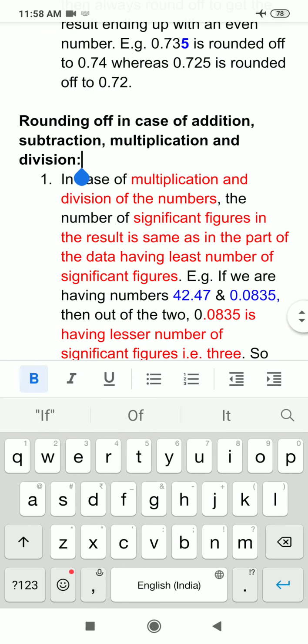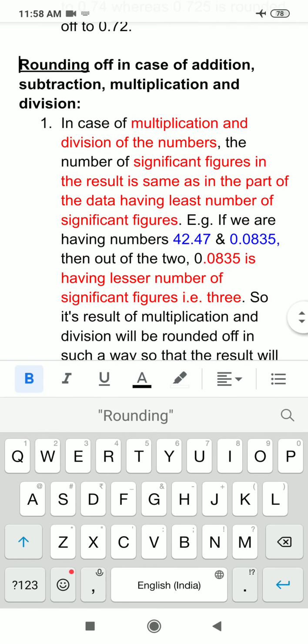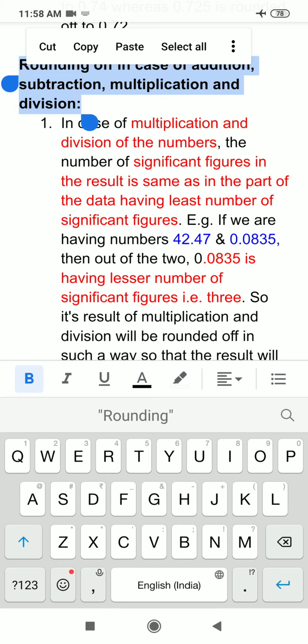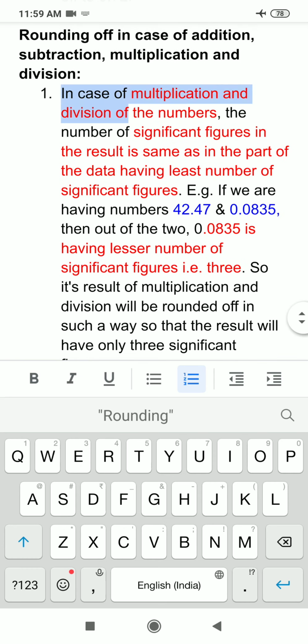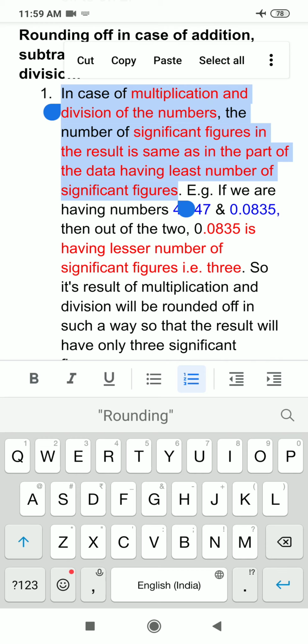Is it clear? So next is rounding off in case of addition, subtraction, multiplication and division. First of all I am taking the case of rounding off in case of multiplication and division of numbers. In case of multiplication and division of numbers, the number of significant figures in the result is the same as in the part of the data having the least number of significant figures.